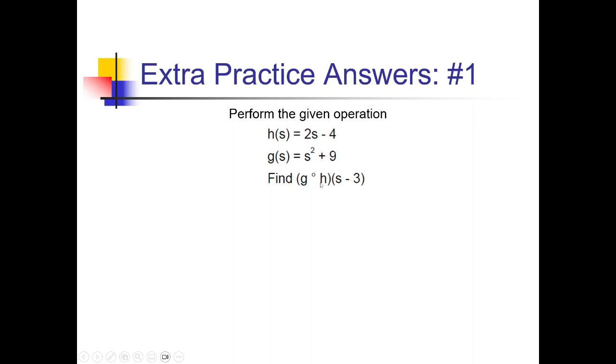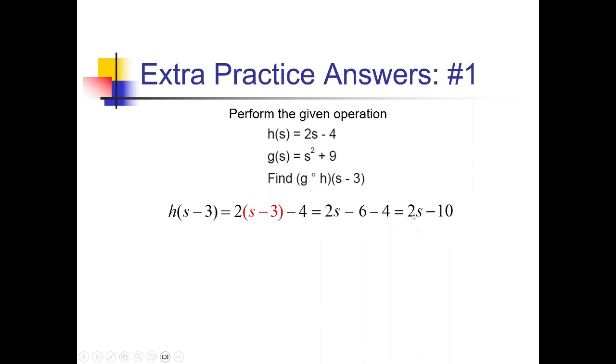So first, let's figure out h of s minus 3. That's going to be taking the s in this formula and replacing it with s minus 3. So I'm going to rewrite this as 2 parentheses s minus 3 minus 4. Now let me distribute and simplify. So this is 2s minus 6 minus 4, which I can simplify to 2s minus 10. And I'd like to simplify as I go because I'm going to be turning around and using this elsewhere. So the less I have to work with, the easier it'll be later on.